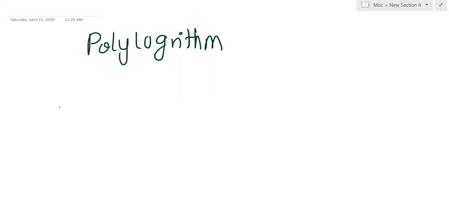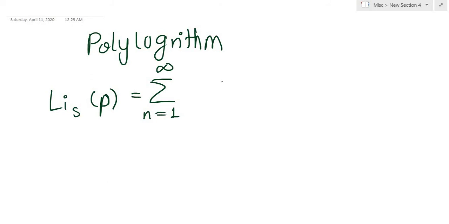Now there is something called the polylogarithm function. It's used a lot in complex numbers and complex analysis and stuff. So the way it's defined is, say you have a polylogarithm to a base s of, let's call it p. It's defined as sum from n equals 1 to infinity of p raised to the nth power over n raised to the s power.